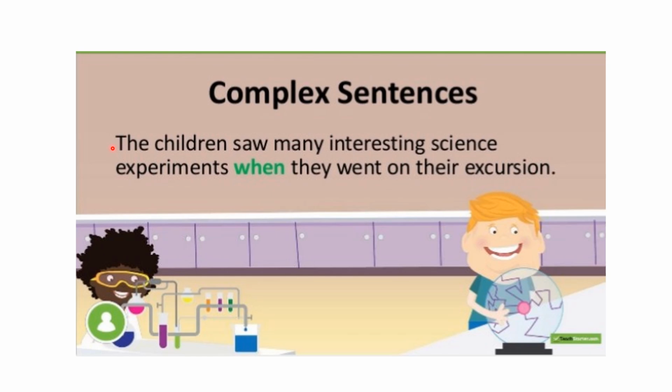We know that in a complex sentence, there is always a subordinating conjunction. There is a main clause, the children saw many interesting science experiments, and there is a subordinate, or dependent, clause, that is, when they went on their excursion. So this sentence is a complex sentence.